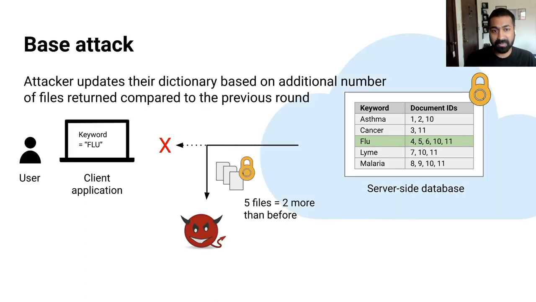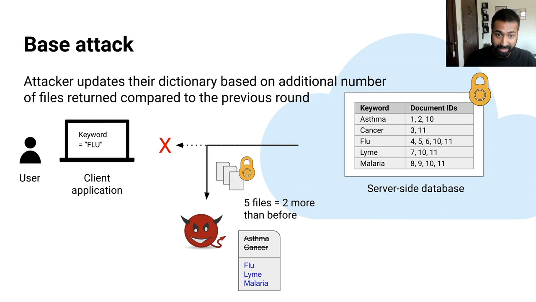In response to the replayed query, the server this time round sends 5 files, which is 2 more than before. The attacker observes that there are 2 extra files in response to the same query, and therefore the queried keyword must have belonged to partition number 2, which allows the attacker to narrow down the potential list of keywords further.